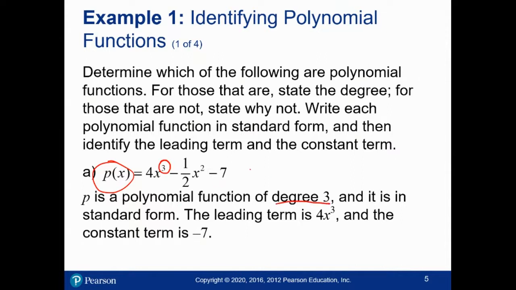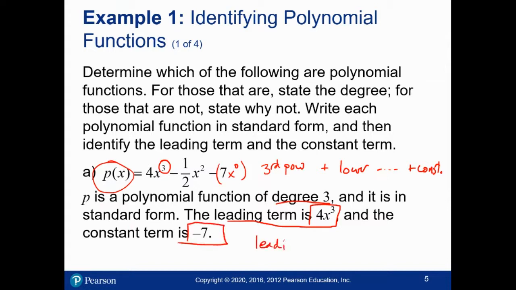It's already in standard form because I have the third power, then I have lower powers as I go down until I get down to a constant term. Okay, so they're already listed in decreasing powers. The third power is first, the second power is next. There are no x to the firsts, and then sometimes the constant term is considered to be x to the 0, but that's totally optional. Okay, so the leading term is the biggest power of x. The constant term is the number that has no x's in front of it. I would also add that the leading coefficient is the number multiplying the leading term, and that's 4.